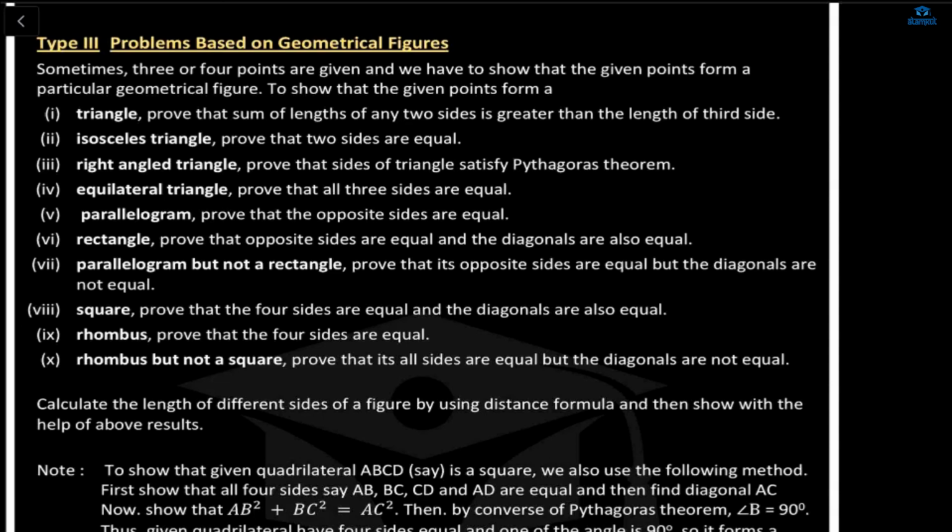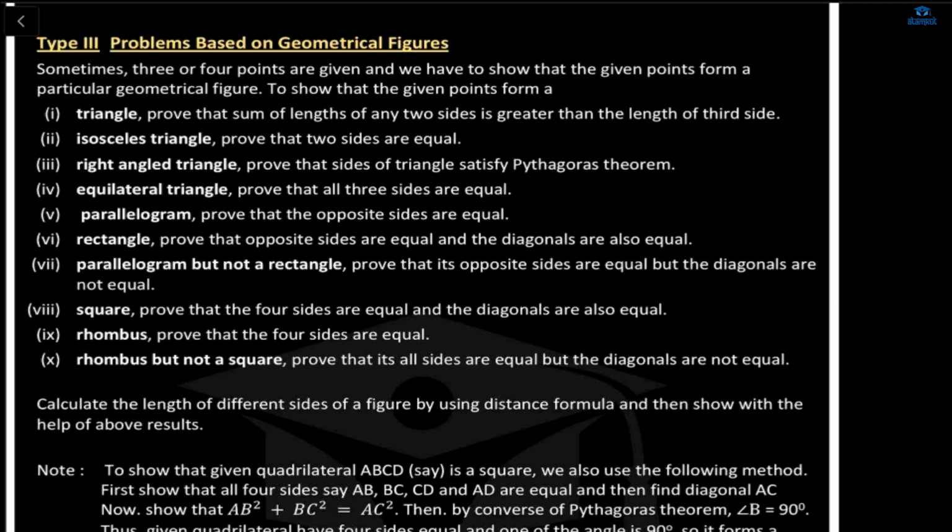Okay, so you have to find out the value of all the three sides, where the points A, B, C are given. You are going to find out the distance between A, B, B, C, and C, A, and you are going to check which two sides have equal values. If two sides are equal, then that is an isosceles triangle.